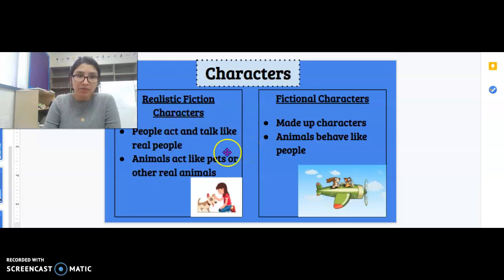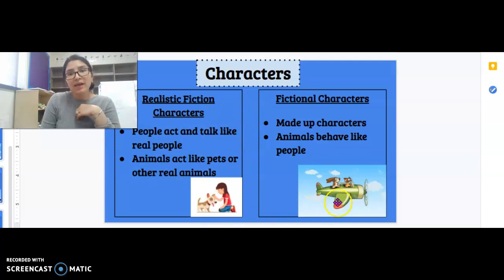So characters in a realistic fiction story, if they're people, will act and talk like real people. If they're animals, they'll act like pets or other real animals, okay? So if you read a story and you notice the characters are behaving like people would, and animals and pets are behaving like real animals and pets should, then that's probably a good clue that this story is going to be a realistic fiction story.